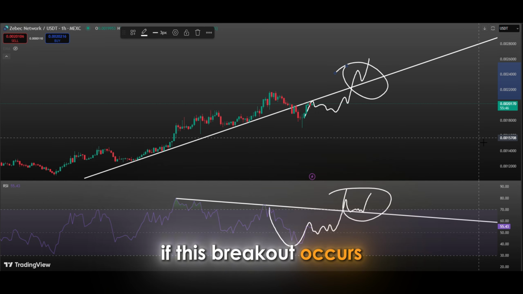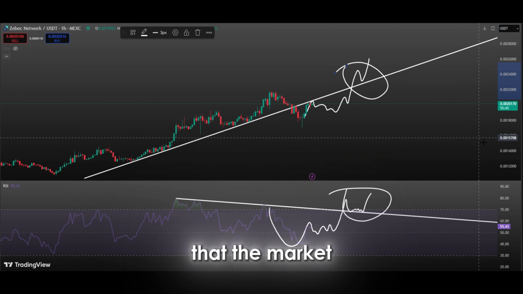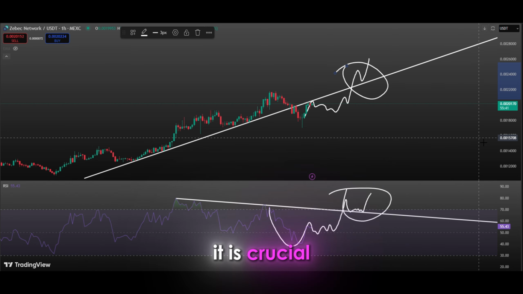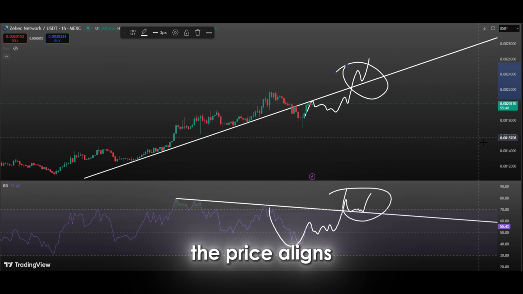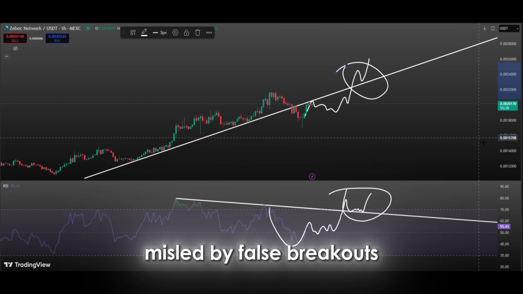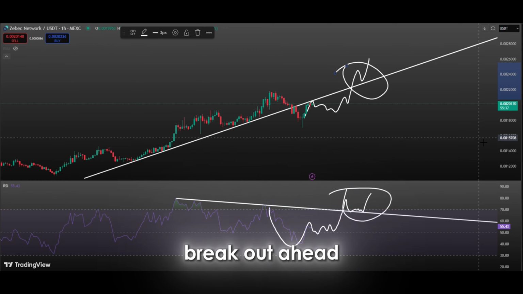If this breakout occurs, it would suggest that the market is beginning to regain strength from a technical perspective. This could potentially mark the beginning of a larger bullish move. However, it is crucial to monitor whether the price aligns with this signal to avoid being misled by false breakouts. The RSI can break out ahead of the price.